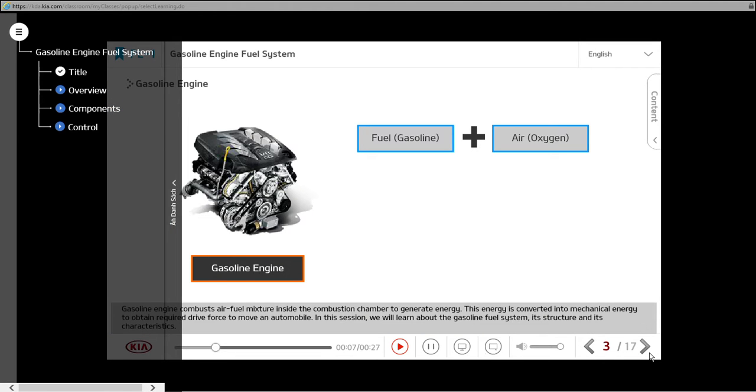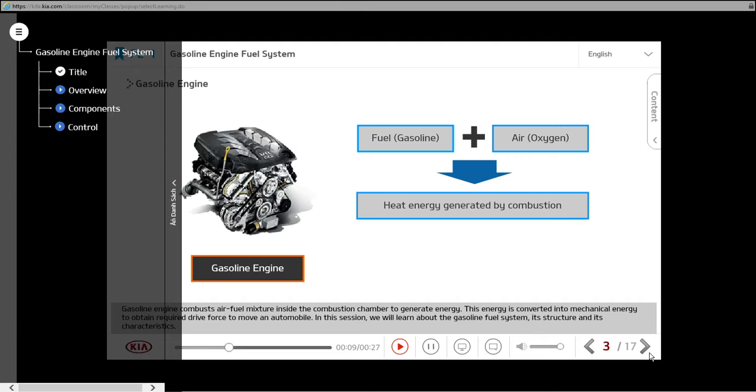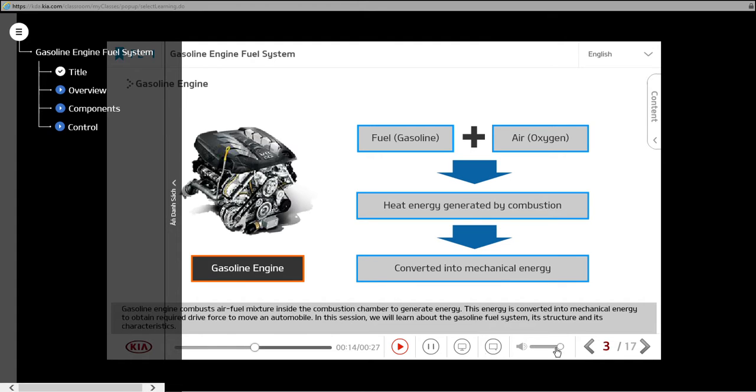Gasoline engine combusts air-fuel mixture inside the combustion chamber to generate energy. This energy is converted into mechanical energy to obtain required drive force to move an automobile. In this session, we will learn about the gasoline fuel system, its structure and its characteristics.